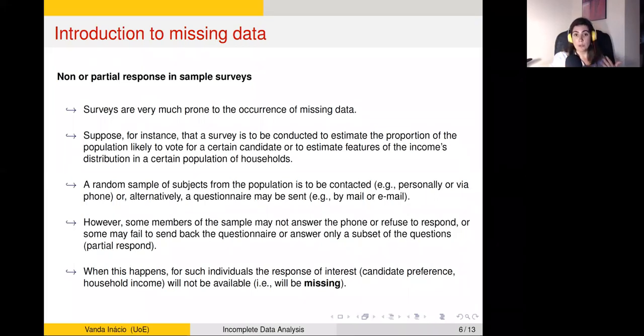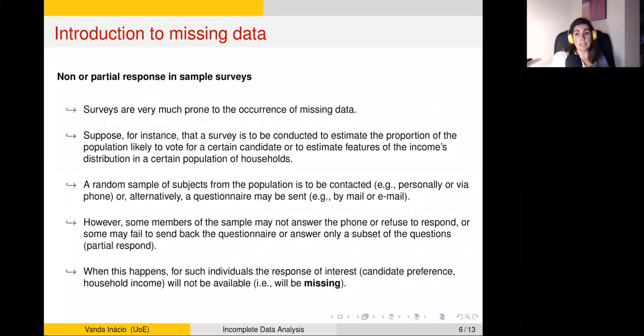And the way things operate is that a random sample of subjects from the population of interest is contacted, for instance, personally or via a phone call, or alternatively, they receive a questionnaire either by post or email. And what happens is that some participants in our study may not answer the phone or refuse to respond, or some others may fail to send back the questionnaire, or they might send back the questionnaire, but they might not reply to all the questions.